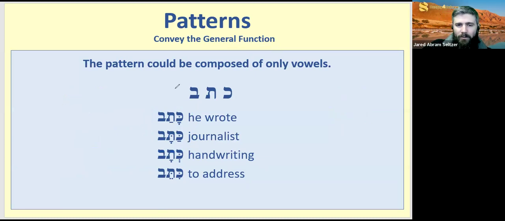Now, the pattern could be composed only of vowels. So like these, which include the strong dagesh there, and I could have listed probably another 20 examples if you wanted to, but I'm just trying to get a point across. These only have vowels as part of their pattern.